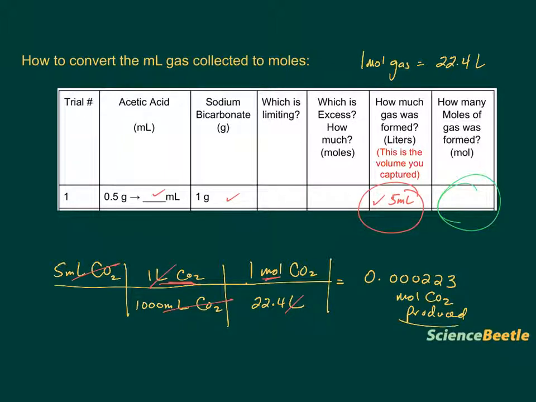And so this value is the value that goes right here in this spot. And so that's how much was actually formed in this experiment. Now, you're going to have to do the same process for trial 2, 3, and 4, but this is the way you can actually do that.